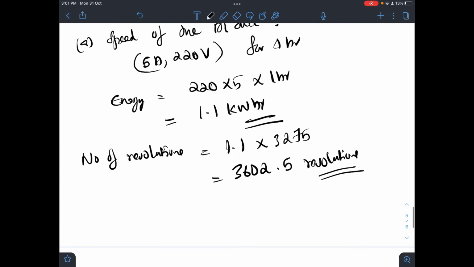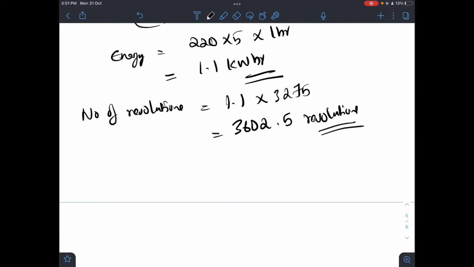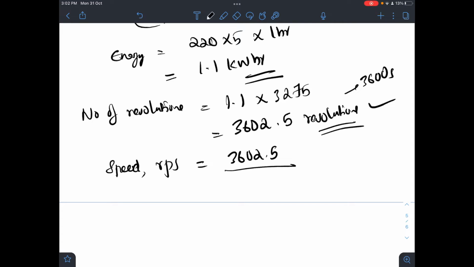These revolutions are needed whenever it is running at its rated load condition. So 3602.5 revolutions happen in 1 hour. That means 1 hour is 3600 seconds, or 60 minutes, so you can find the speed in any units. I am going to take the speed in revolutions per second. In that case it is equal to the number of revolutions, 3602.5, divided by the number of seconds in 1 hour, which is 3600 seconds. So approximately I can write that this is equal to 1 revolution per second.